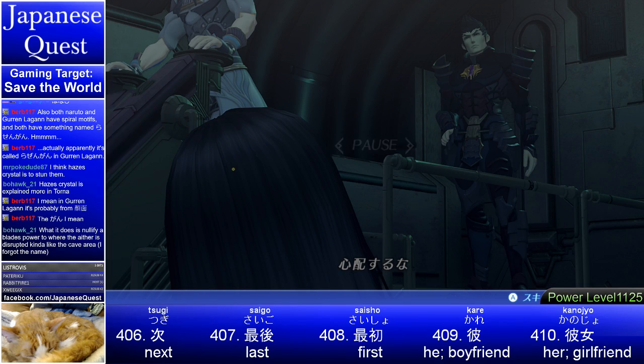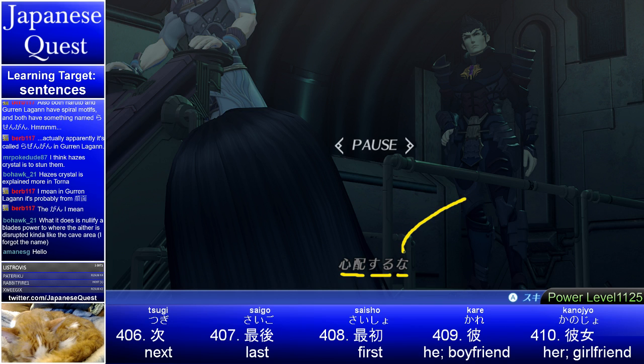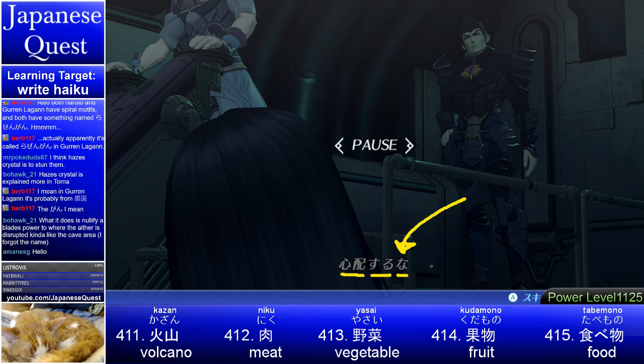So don't worry. Kind of like super simple sentences like this. Shimpai, worry. Shimpai suru, like to worry, makes it into a verb. And then na makes it a command to not do that. Shimpai suru na, don't worry.